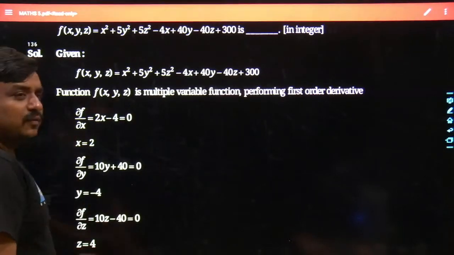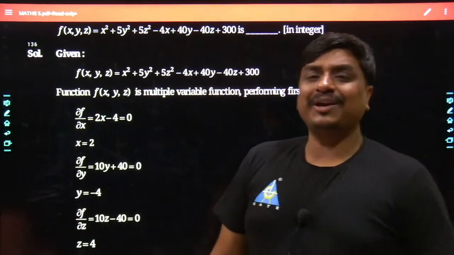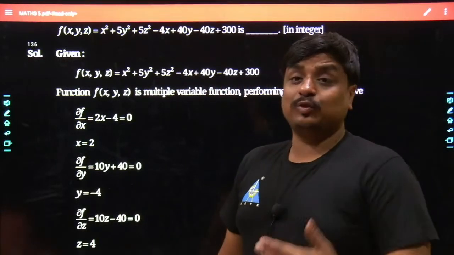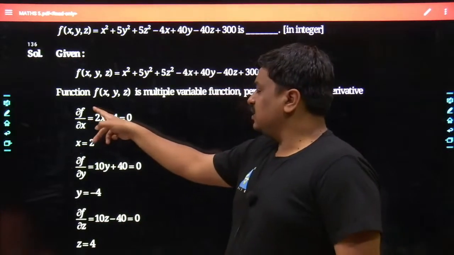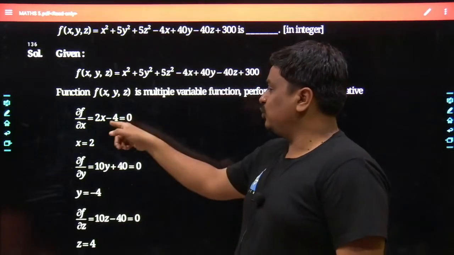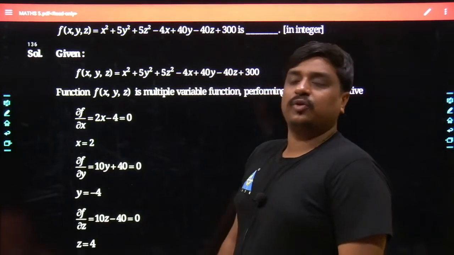See, at the very beginning, what do we focus on? We focus on the stationary point. What does it mean by the stationary point? The rate of change of the function with respect to the independent variable must be 0. So obviously, I have taken the partial differentiation of f with respect to x, which is 2x minus 4, compared with 0. So the x was found to be 2.